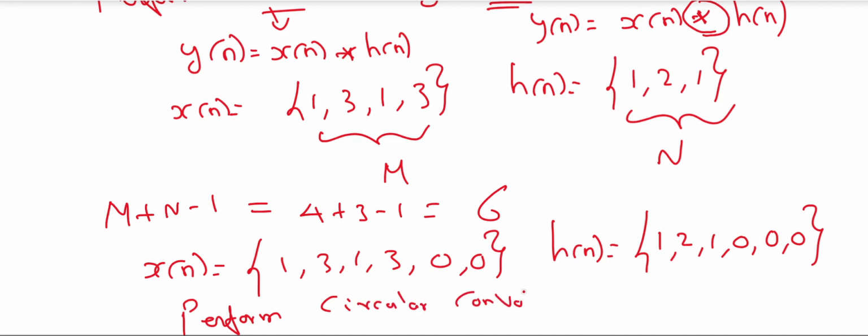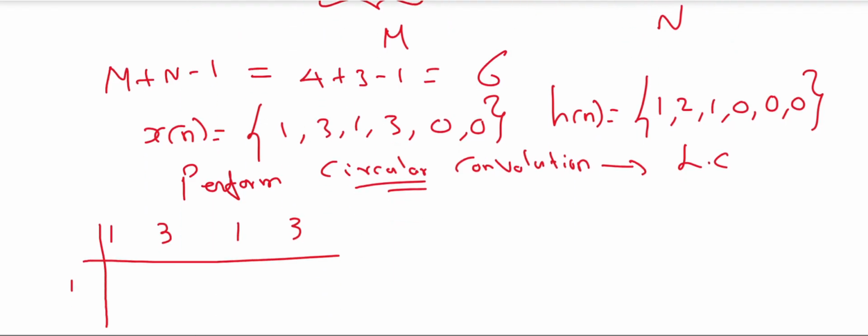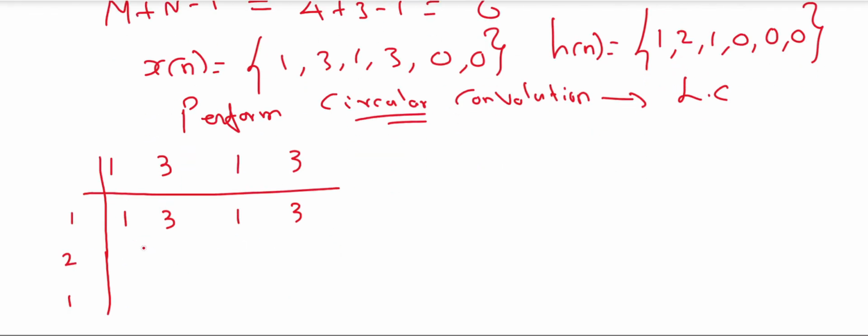Okay, now you perform circular convolution. Now if you perform circular convolution, it is equivalent to the linear convolution value. If you want to perform linear convolution through circular convolution, both the sequence lengths must be equal. If they are not equal, then how many zeros have to be padded? M plus n minus 1, the total sequence length for each sequence should be 6. In the first sequence the length is 4, so 2 zeros must be padded. In the second sequence, h of n, only 3 samples are there, so the remaining 3 zeros have to be padded. Now if you perform the circular convolution, you will get the linear convolution.